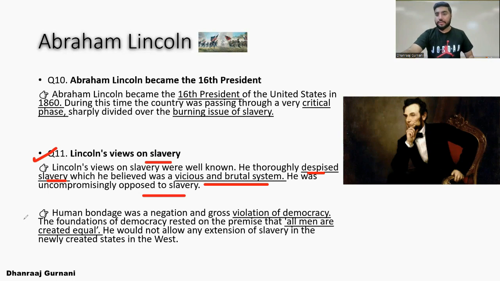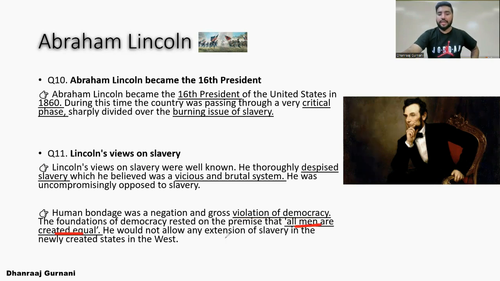Second point, as per his views, human bondage was negation and gross violation of democracy. He said if you're doing slavery, you are going against democracy, which he believed in. The foundation of democracy, which today India is also a democratic country, lies on the premise that all men are equal.